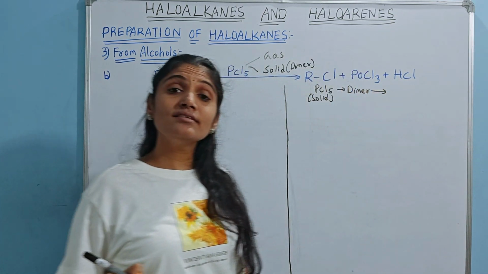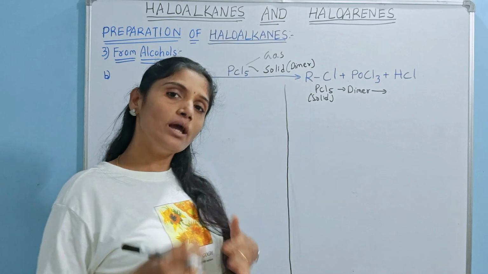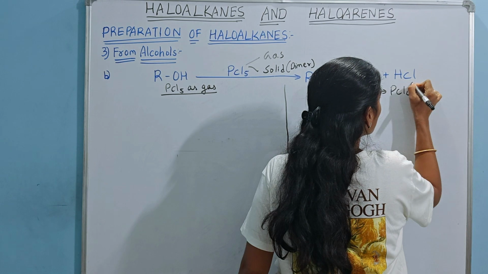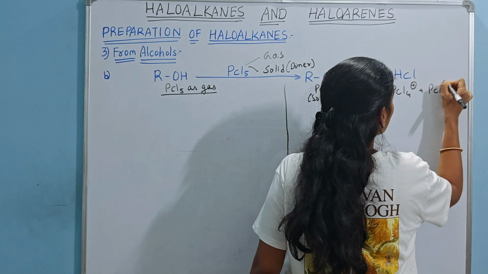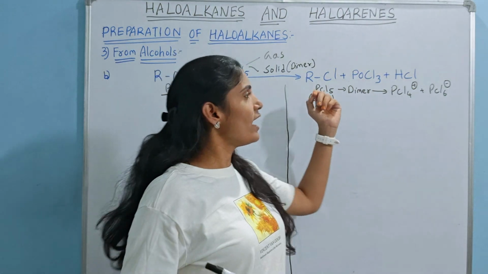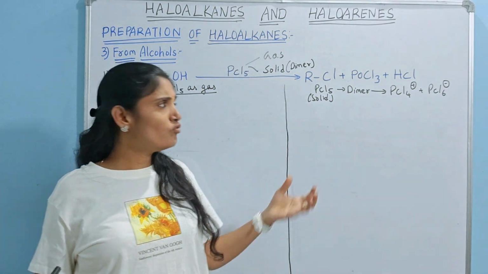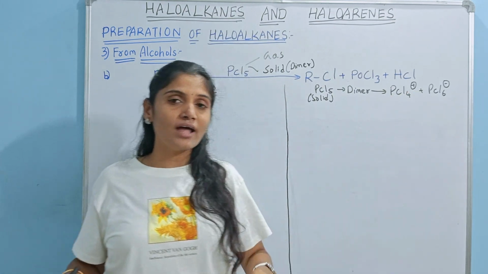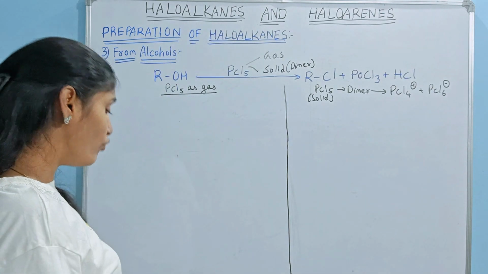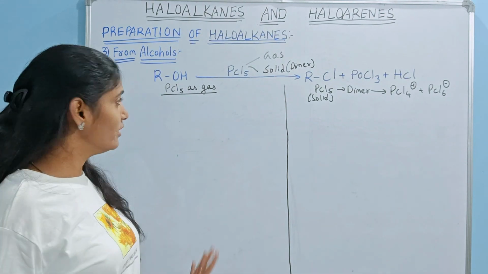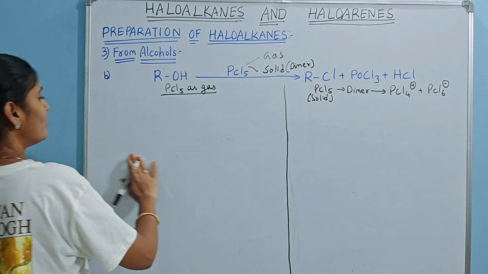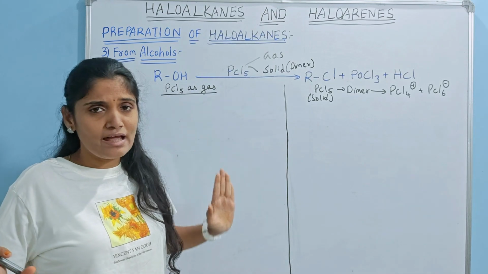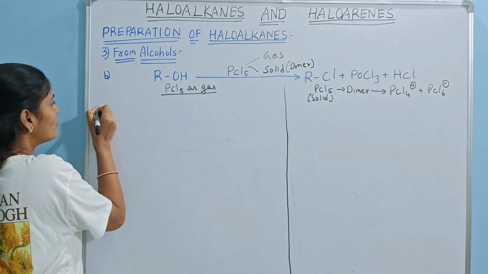When PCl5 exists as a dimer and you break it into ions, it will give PCl4 plus cation and PCl6 minus anion. So PCl5 as such will not be involved in the mechanism in the dimer form, but it breaks as PCl4 plus cation and PCl6 minus anion and is involved in the reaction. How it is involved and what it does, we will see in detail. First, let us go with the mechanism where PCl5 as a gas is involved. PCl5 exists in its normal structure when it is in gaseous form. So first, we will finish this mechanism.